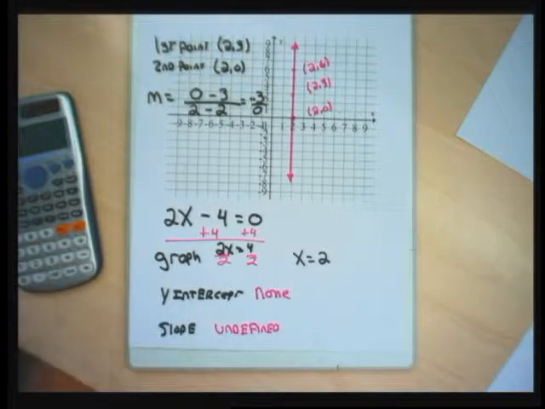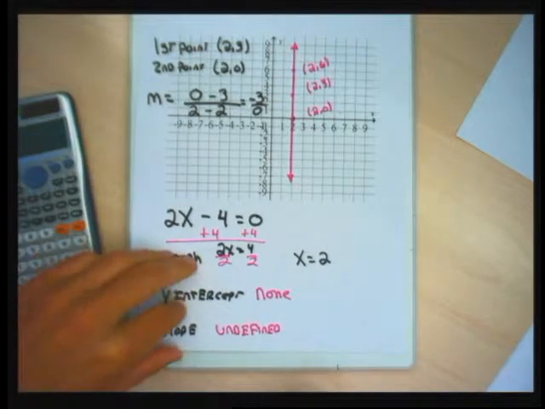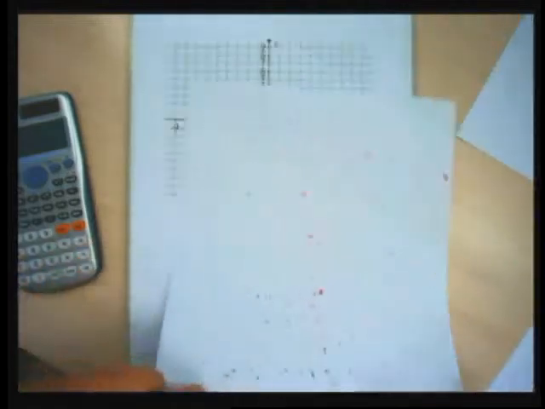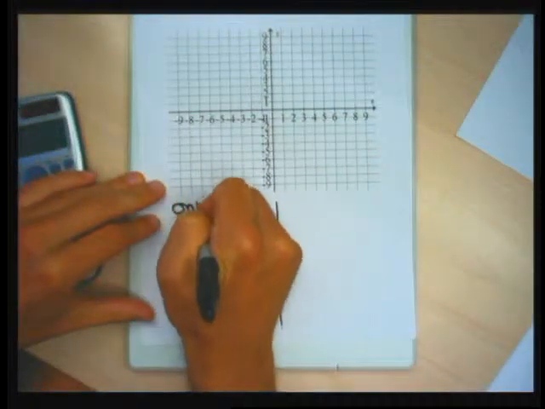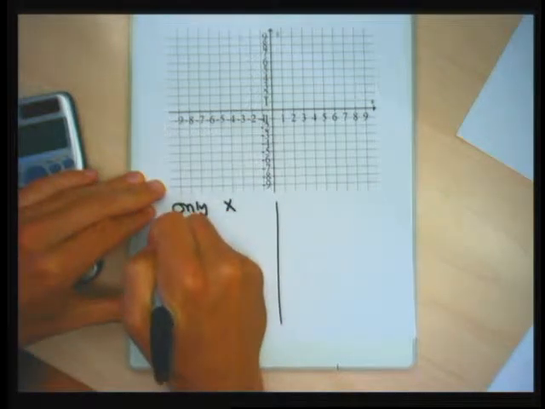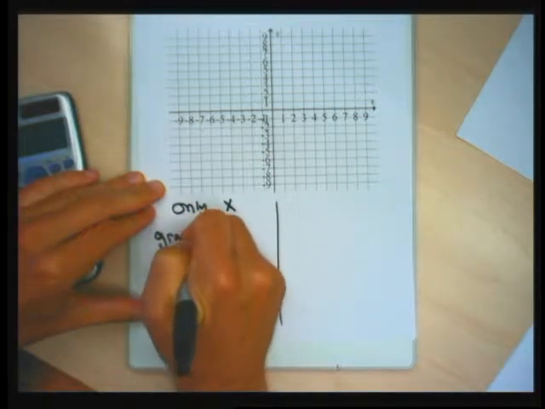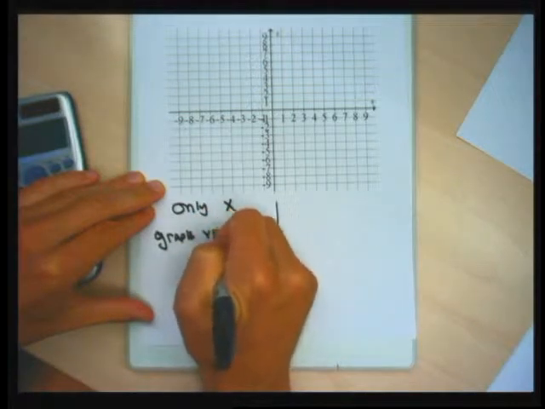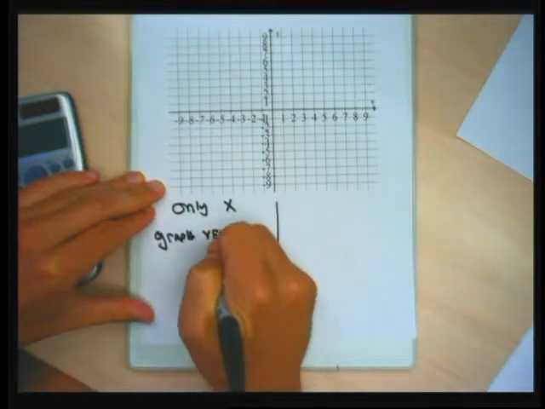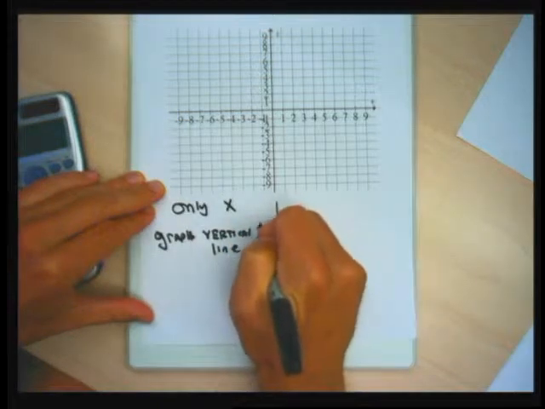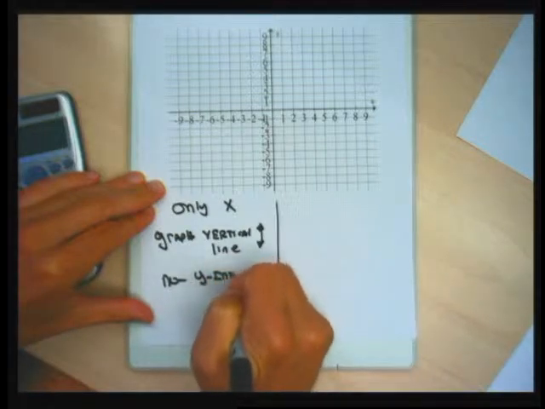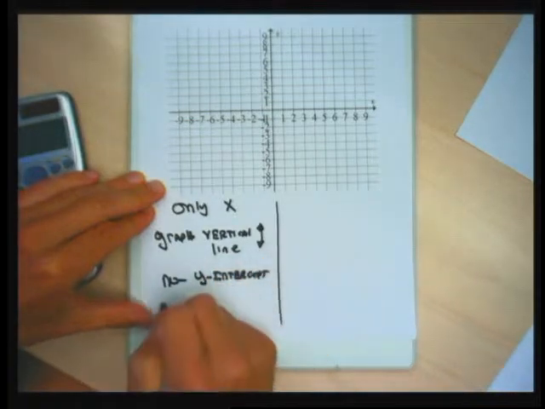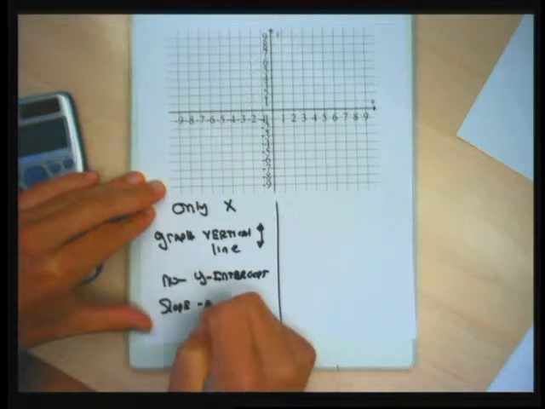So in general, if I wanted to review lines that only have x's and only have y's, if an equation only has an x, the graph is a vertical line as opposed to a horizontal. Vertical lines go up and down. The graph has no y-intercept. It goes parallel to the y-axis, so it doesn't cross the y-axis. And the slope is undefined.